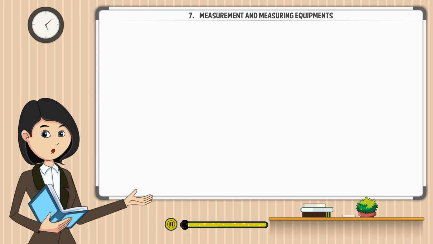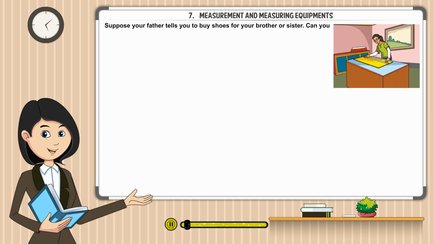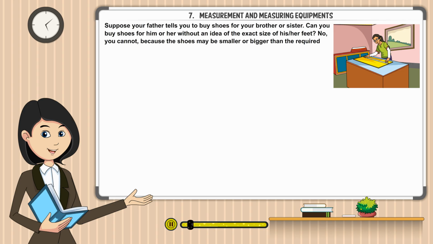Chapter 7. Measurement and Measuring Equipment. Suppose your father tells you to buy shoes for your brother or sister. Can you buy shoes for him or her without an idea of the exact size of his or her feet? No, you cannot, because the shoes may be smaller or bigger than the required size.